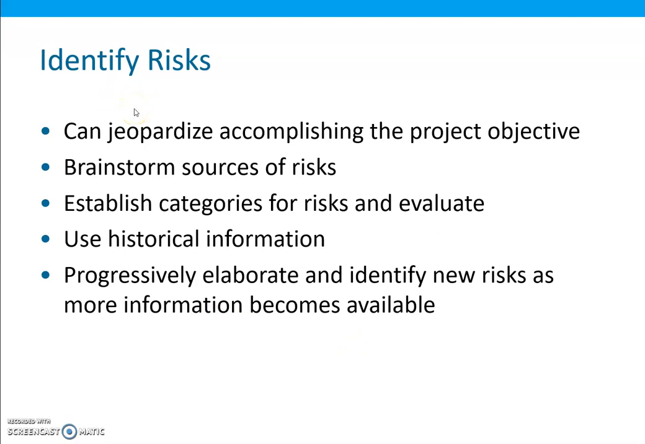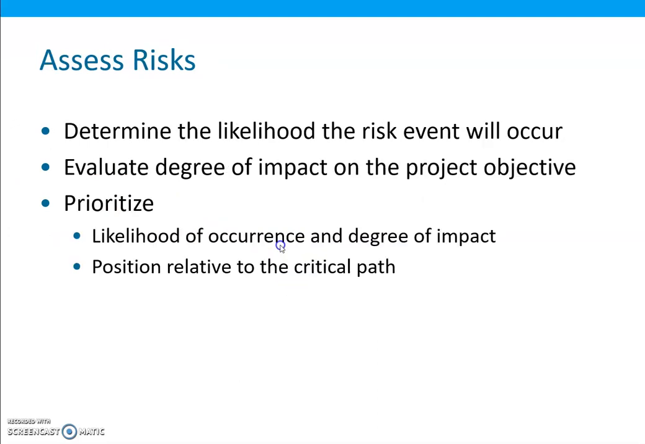introduction about identifying risks. The next step in risk management is the risk assessment. That means assessing the risks. So risk assessment involves determining the likelihood that a risk event will occur and the degree of impact the event will have on the project objective. Each of these factors can be assigned a rating of high, medium, or low, for example, or some other rating scale, 1 to 5, 1 to 10, percentages, etc.